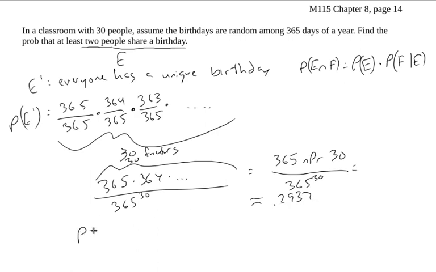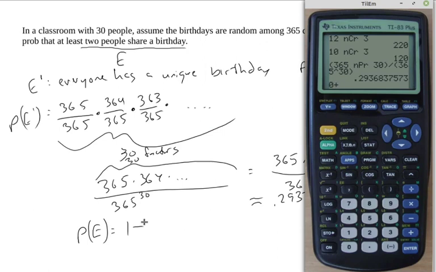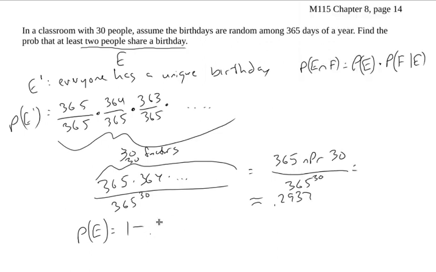So the probability of E, the probability that at least 2 people share a birthday, is going to be 1 minus this number. 1 minus this answer gives me 0.7063. So the probability that at least 2 people share a birthday is 70%. It's 0.7063.